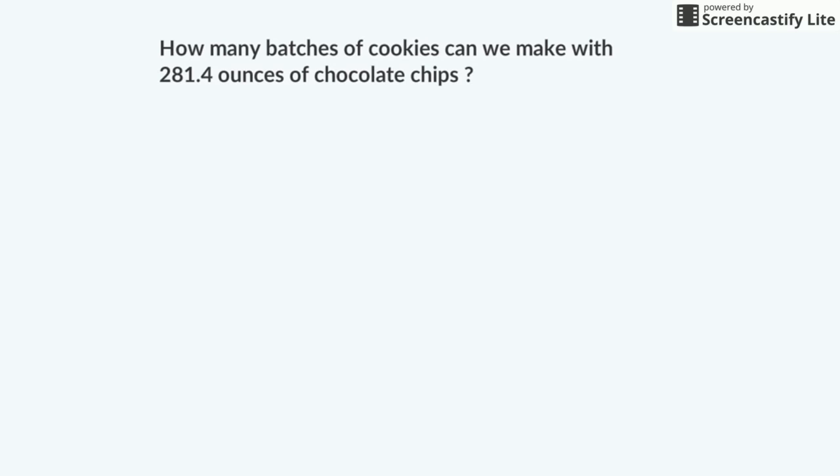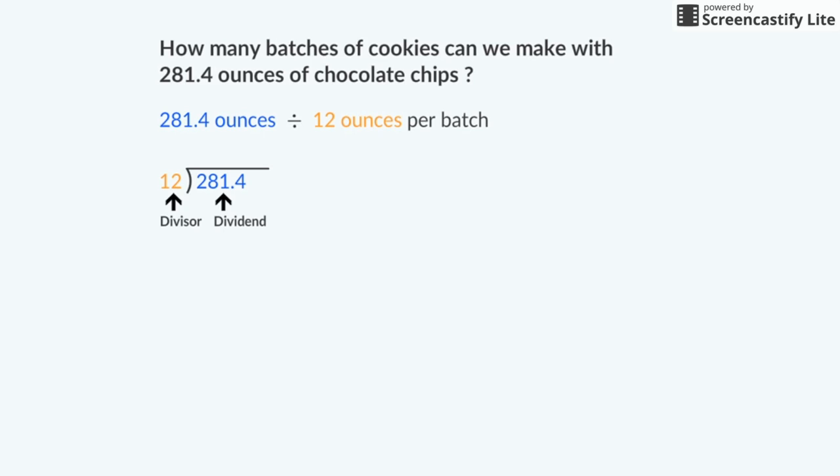I can write my problem as 281.4 ounces divided by 12 ounces per batch. I'll use long division to solve this problem. I will need a dividend and a divisor. The 281.4 ounces I have will be my dividend, and the 12 ounces I need per batch will be my divisor. Then I can divide 281.4 by 12.